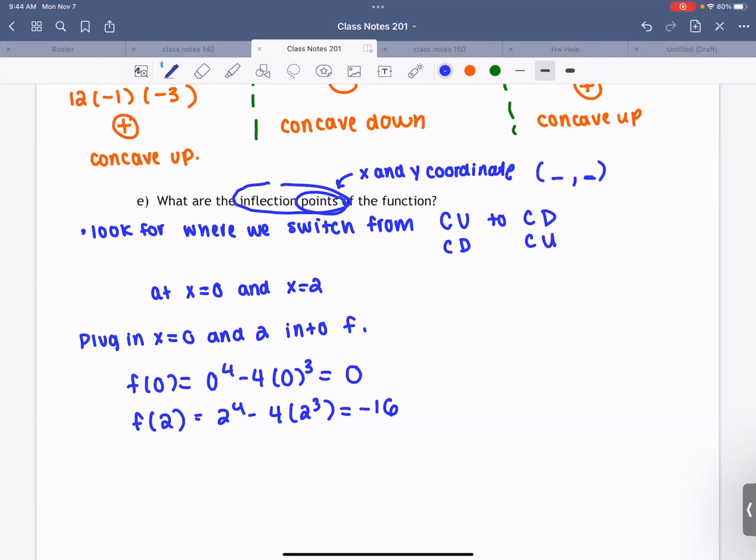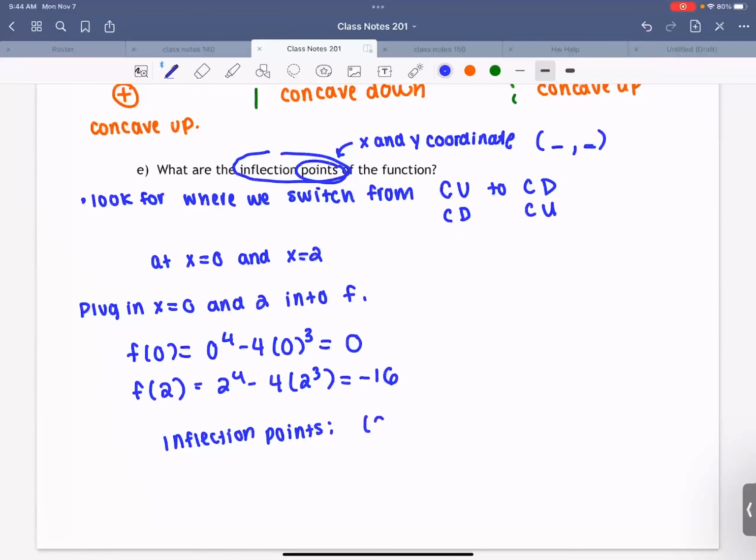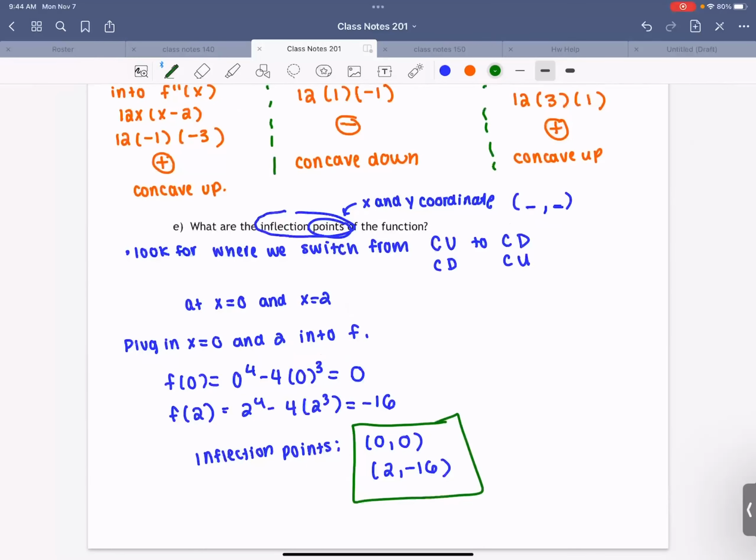Okay, so it looks like I've got 2 inflection points, right? My inflection points are, and it's very important that they're in coordinate form, especially for typing it into WebAssign. I promise WebAssign wants you to type in the coordinates. 0, 0 is one of my coordinates, and 2, negative 16 is my second coordinate. So I have 2 inflection points going on here. All right. Any questions on any of these problems here?